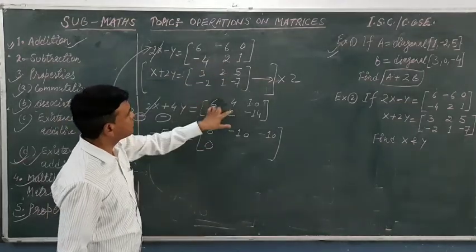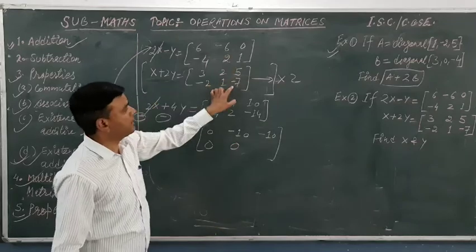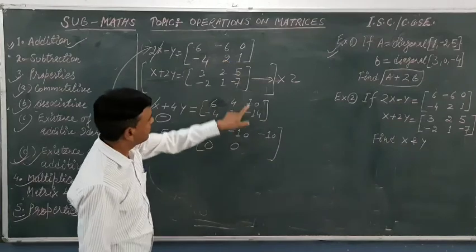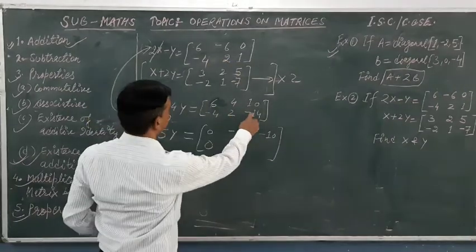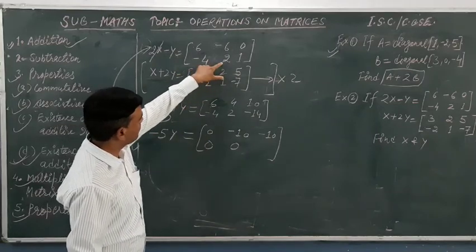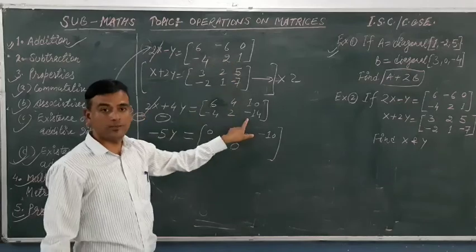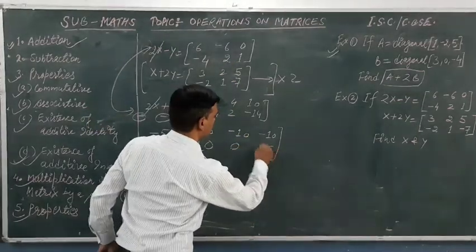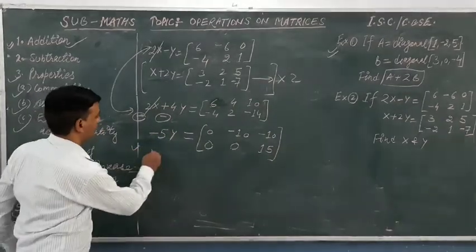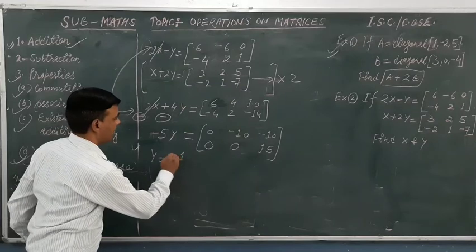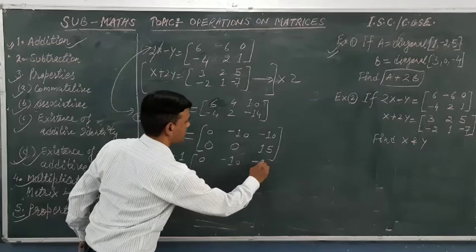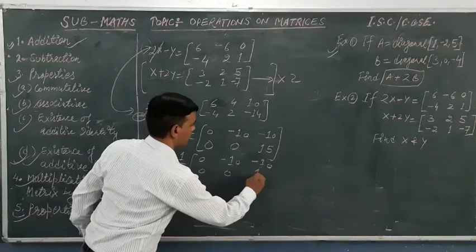Then you will get minus 4 minus 4, 0. Then 2 minus 2, 0, 1 minus 7. Sorry, 1 minus 14. This one, no? Minus 4 minus 4, 0. 2 minus 2, 0. 1 minus 14, minus 15. This you will get here. Then here is a minus sign, so you will multiply by minus 1 upon 5 this matrix: minus 10, 0, 0, 15.